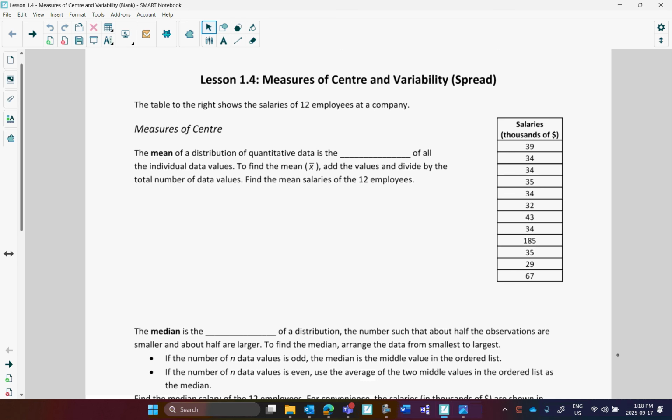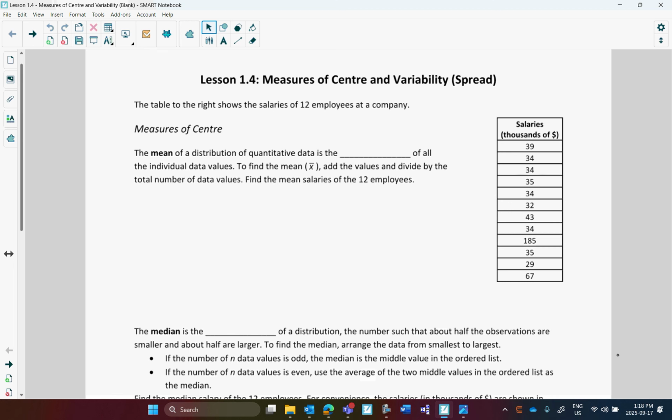So we'll talk about measures of center and measures of spread or variability in quantitative data. And there's a few different measures of center, and then there's some measures of spread. The one that you are familiar with, and we're going to use this example, by the way.